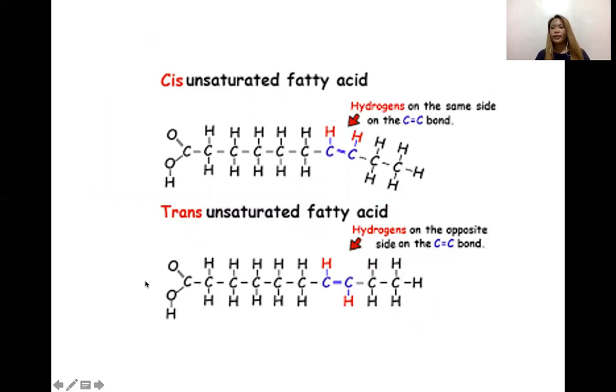Now, when it comes to unsaturated fatty acids, there are two additional classifications. We have the cis and the trans unsaturated fatty acids. So what's the difference? In your cis unsaturated fatty acids, you have to locate the double bond. So the double bond is here. If both hydrogens are on the same side, meaning the ones with no hydrogen are also on the same side, that is a cis unsaturated fatty acid.